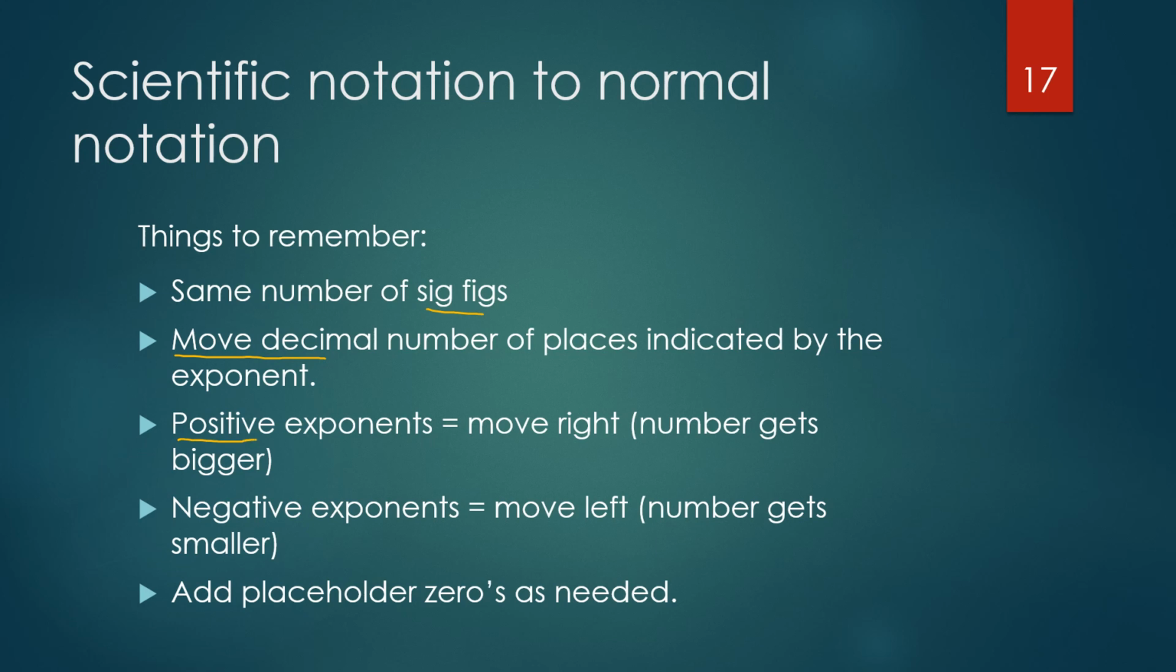Remember, once again, a little review here, right? Positive exponents, you're going to move to the right so that the number gets bigger. Positive exponents mean big numbers. If you have a negative exponent, you're going to move to the left, and you want to have the number get smaller. Negative exponents are numbers less than 1, so the number needs to get smaller. You'll also need to add placeholder zeros depending upon the problem. So we'll work through several of these examples in class and on videos so that you can see step by step and get some more practice.